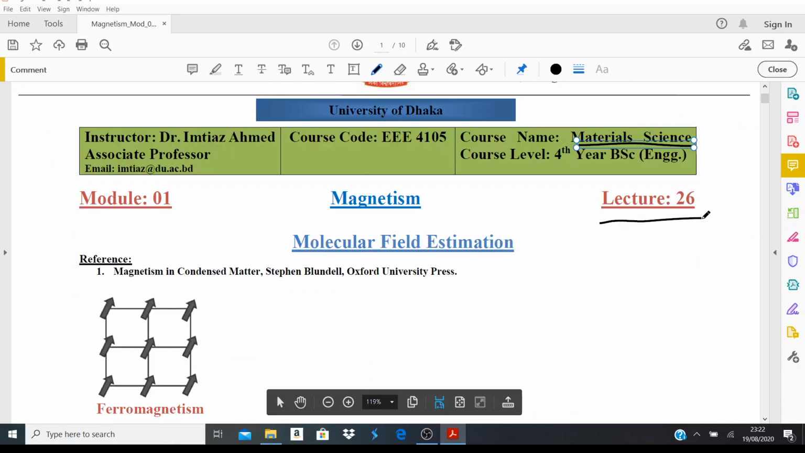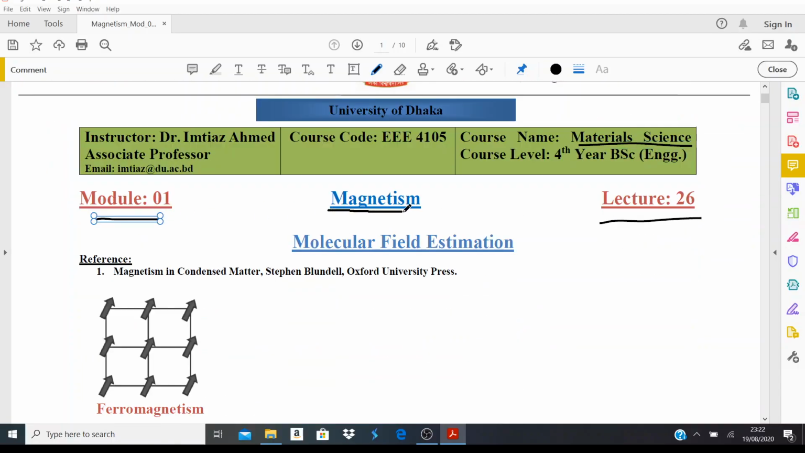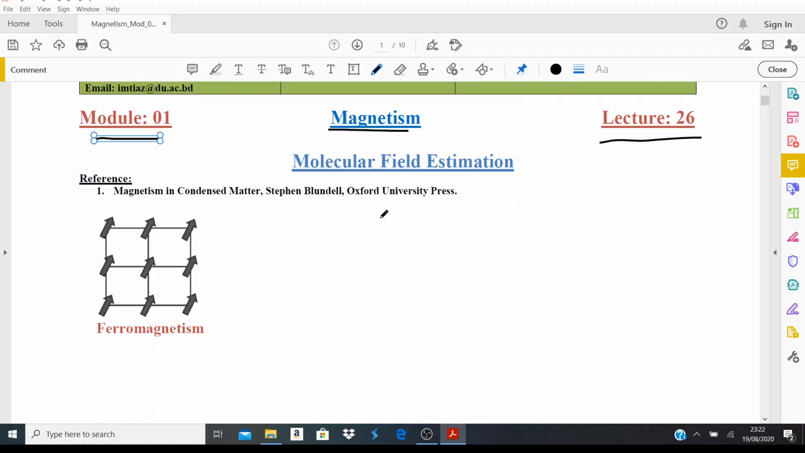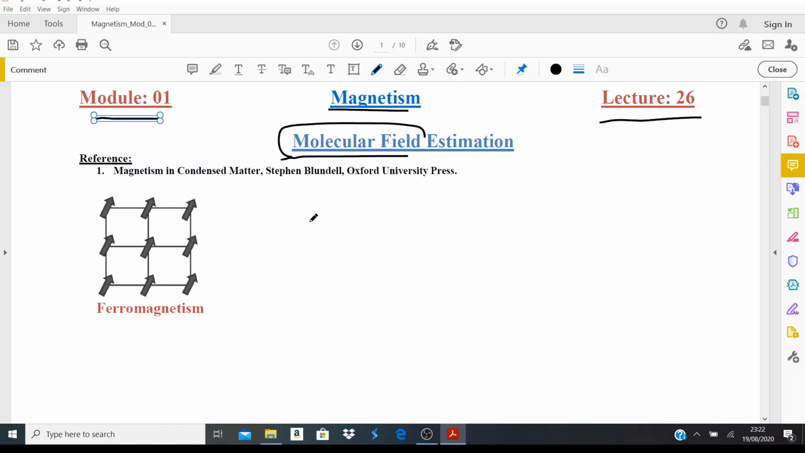This is lecture 26 in module 1 on magnetism. In this lecture, my plan is to estimate what is known as the molecular field strength. And this term, molecular field, is relevant when you try to understand the spontaneous magnetization. In the last lecture, if you recall, we had three different types of spontaneous magnetization. But in this discussion, I will particularly focus on ferromagnetic ordering, which is a spontaneous magnetization where the magnetic moments align themselves in the absence of any magnetic field, right?